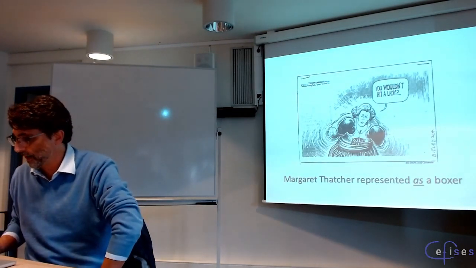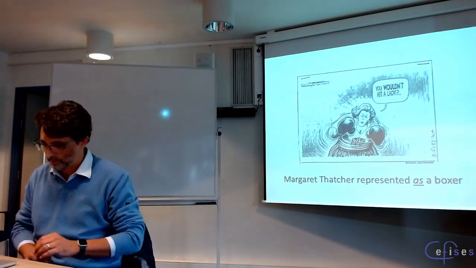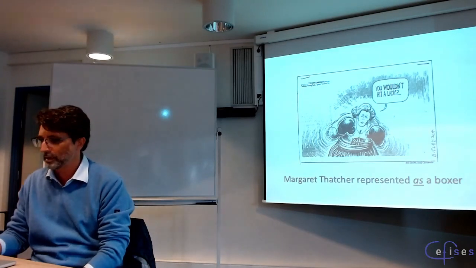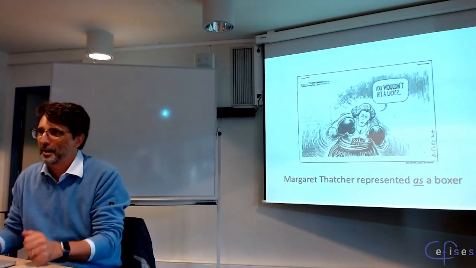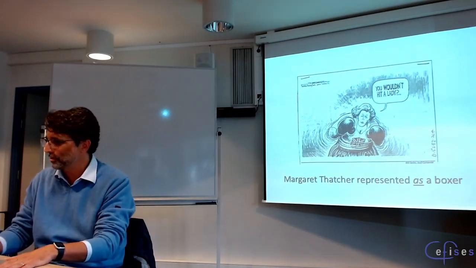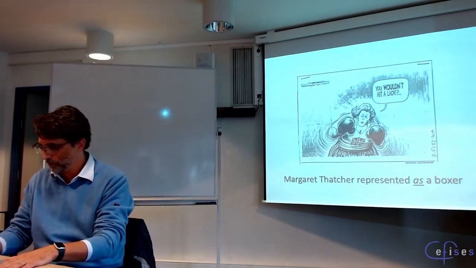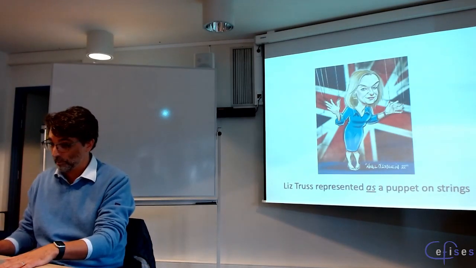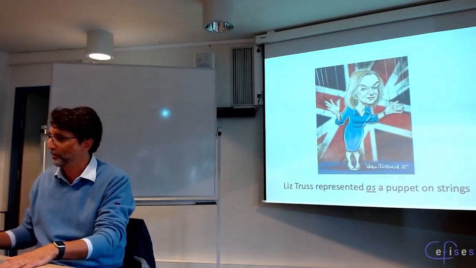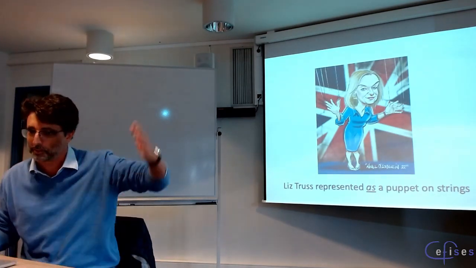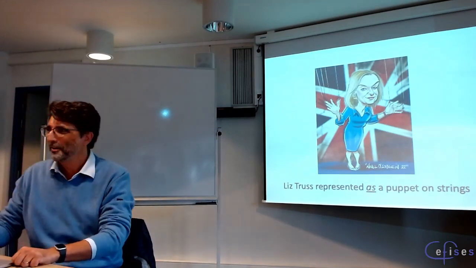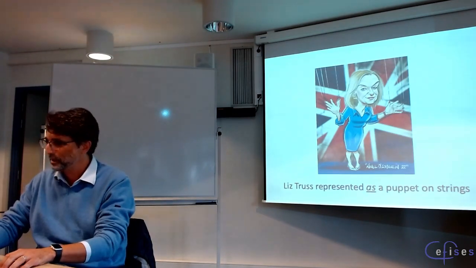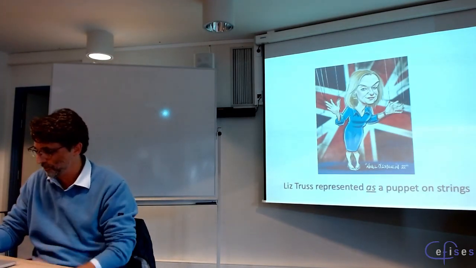So representation as is something you're familiar with from caricatures. So here is a classic. So Margaret Thatcher represented as a boxer. So that's a warm-up example for what representation as would mean. Or if that's a bit too far back for your taste, here's a more recent one. Although, I mean, one can't update these things quickly enough. So that's already the past too. But here is Liz Truss as a puppet on strings. It's also a case of representation as.